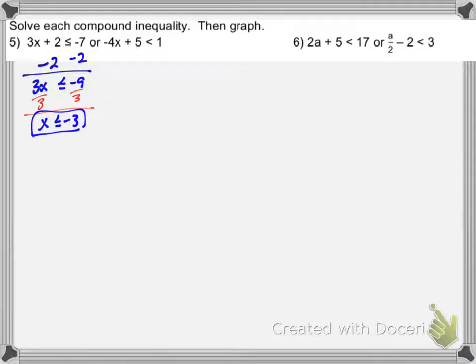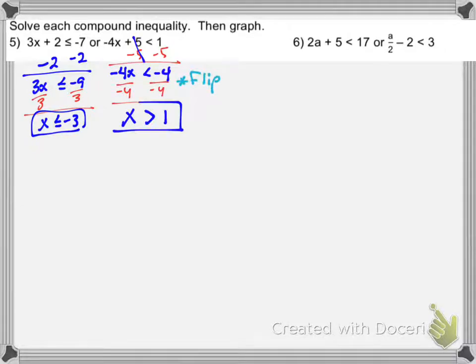Here I divided by a positive, so the inequality symbol stays the same direction. Solve the other one, and that gives me, divided by a negative, I got to flip that inequality. So I get x less than -3 and x greater than 1.